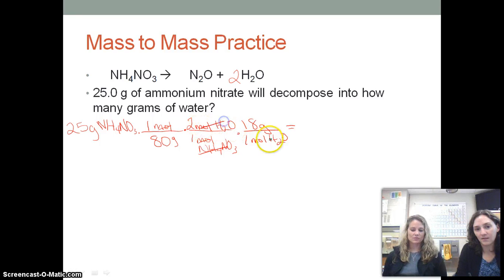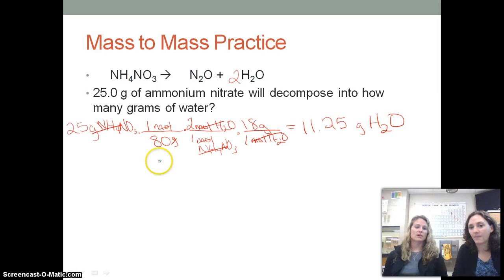Your final answer is going to be 11.25 grams of water. So here, we would multiply across all the way to the top: 25 times 2 times 18. I'm ignoring any ones. Get that answer in your calculator, hit enter, divide by 80, because that's the only other number on the bottom that's not a 1. And you get 11.25, or you should, hopefully.